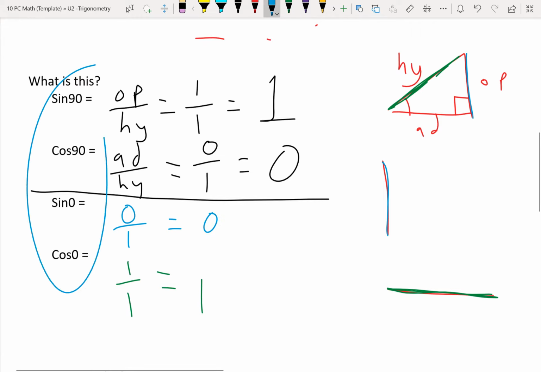Again, you don't have to memorize these numbers if you don't want to, but you need to be able to figure out how you can visualize these weird triangles. Yes, this is, in theory, a triangle to represent the pattern of what's happening.